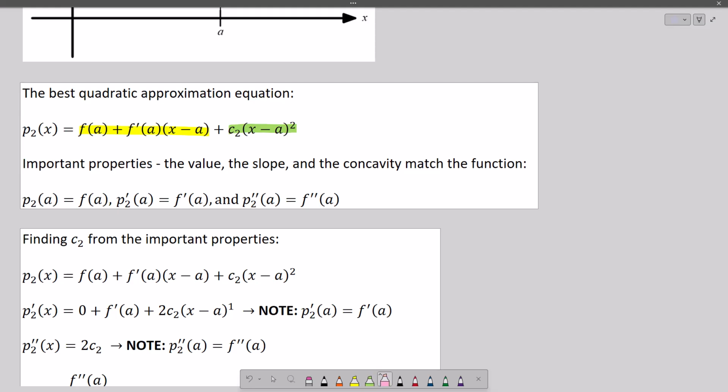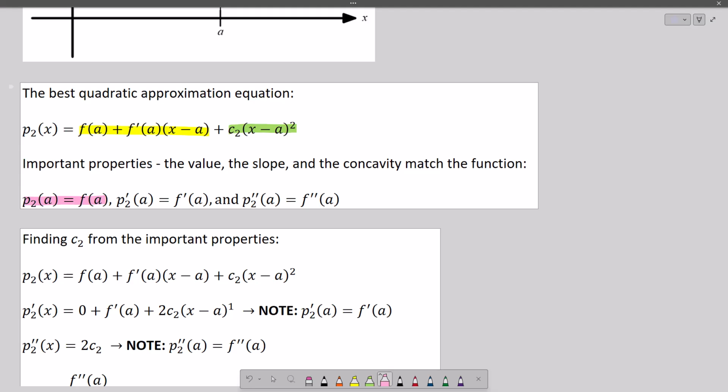Right? This tells us that the values match. The only way the values can match when you plug in a is if this term goes away. The value of the function is right here. f of a is the value of the function. If we want p sub 2 of a to match f of a, then these have to disappear when you plug in a for the x. So that quadratic term here has to have an x minus a so that it disappears and allows us to have this value continuing to match.